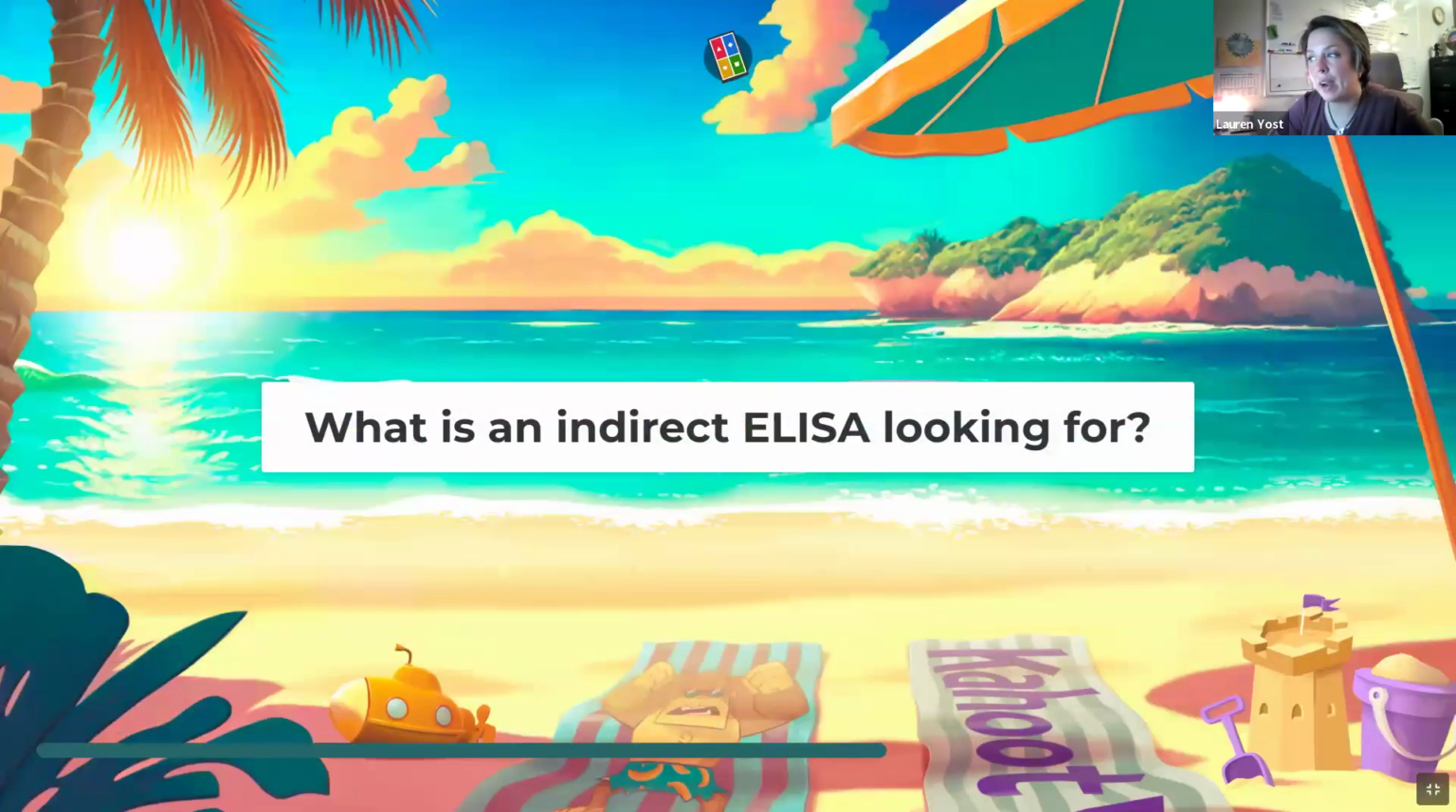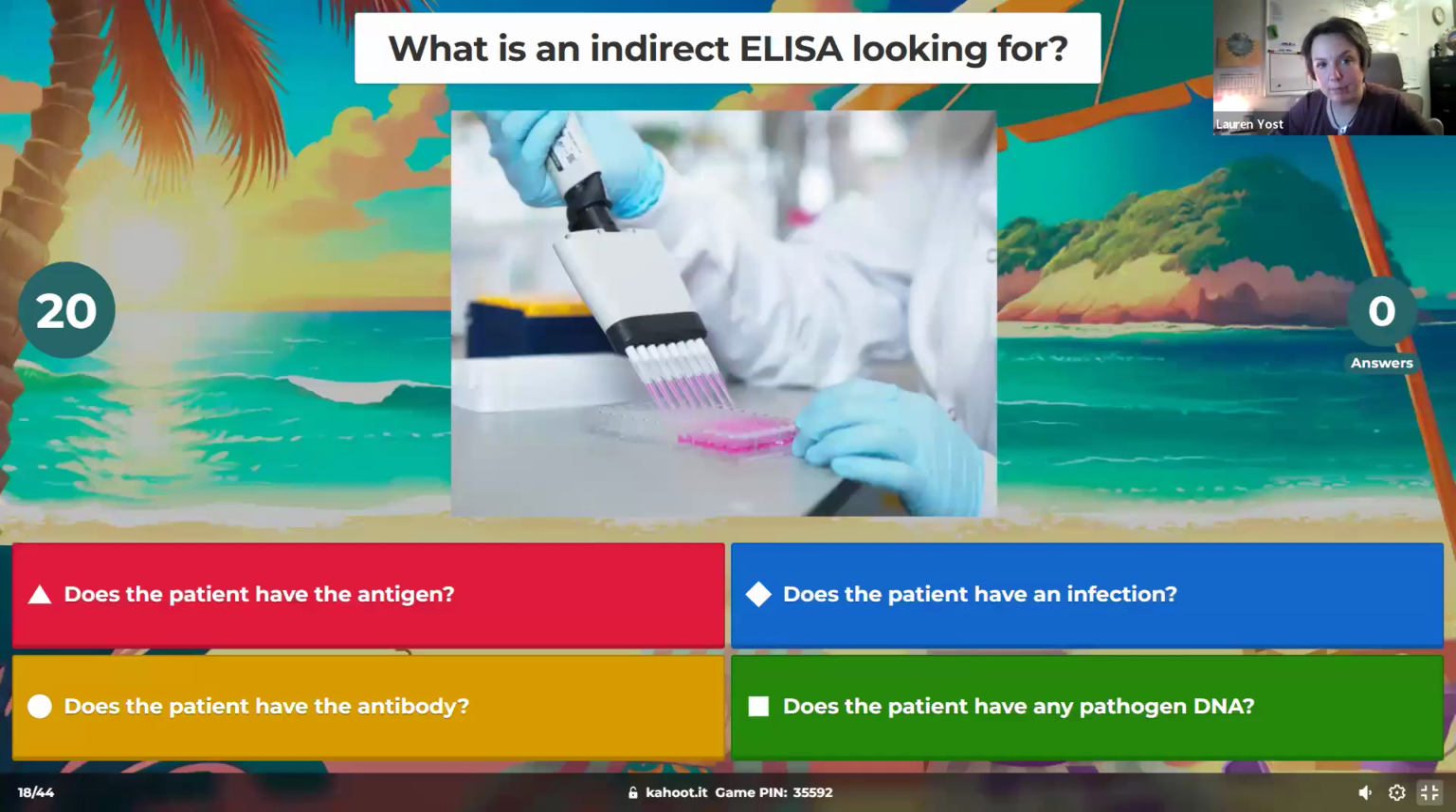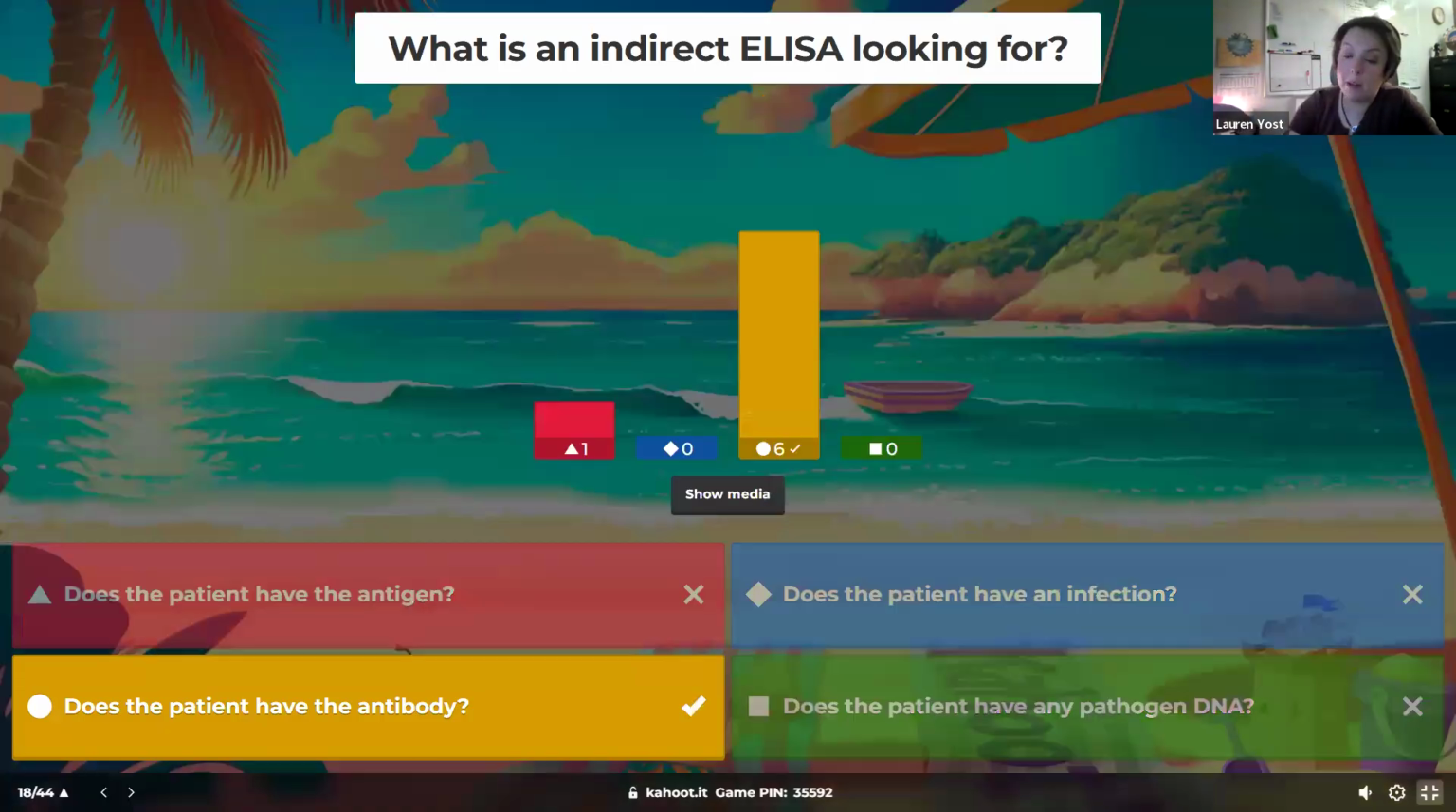What is an indirect ELISA looking for? The question that we're asking when we do an indirect ELISA. All right. Does the patient have the antibody? Exactly. So if we were asking what the direct ELISA is looking for, that would be, does the patient have the antigen? In immunology, if we're doing an immunological based test, it's always antigen or antibody.